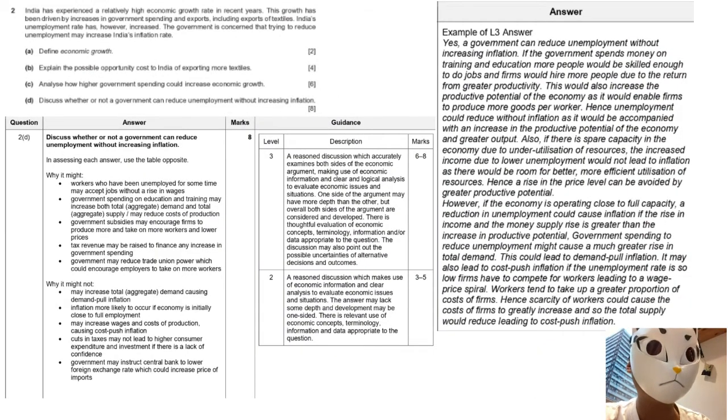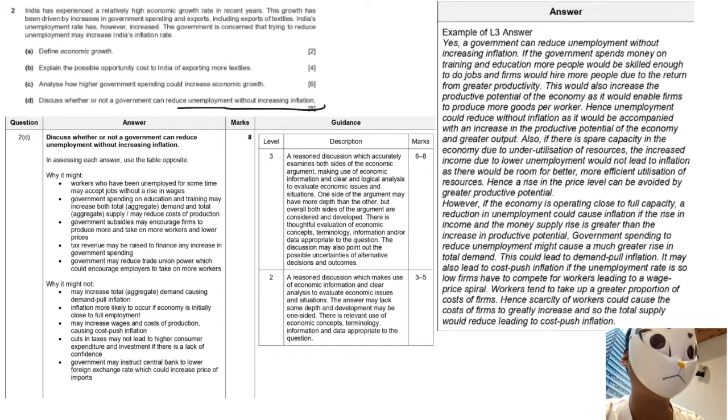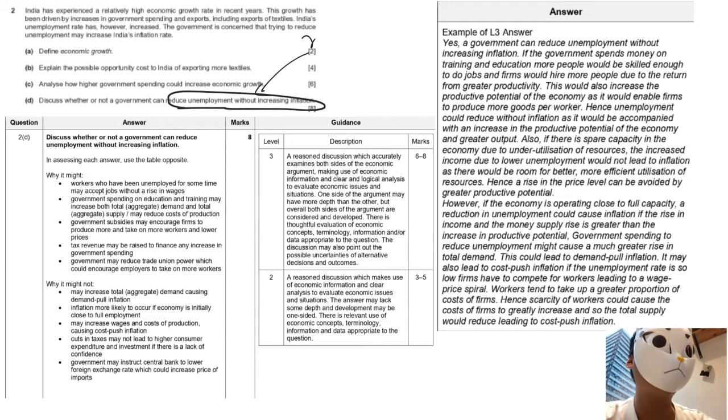Now part D asks about whether the government might reduce unemployment without increasing inflation. Of course, the first thing I would think about is, so what are the ways to reduce unemployment? We have to take a look at all the ways that reduce unemployment. Then you might answer the question. So I would like to go through the level 3 answer.